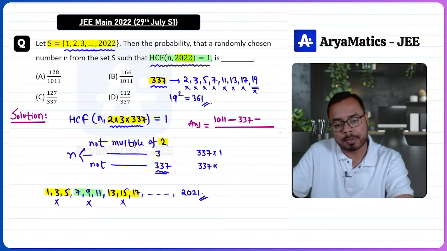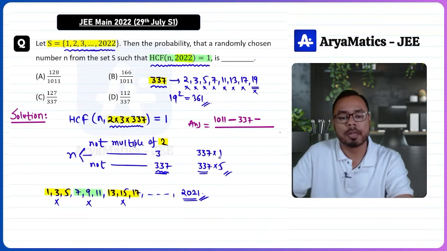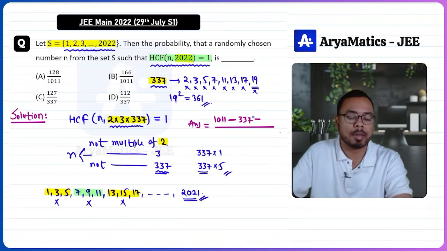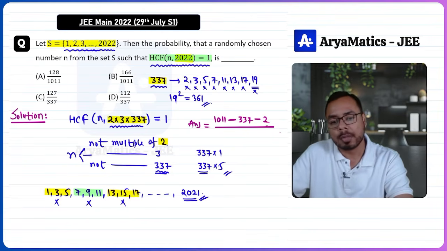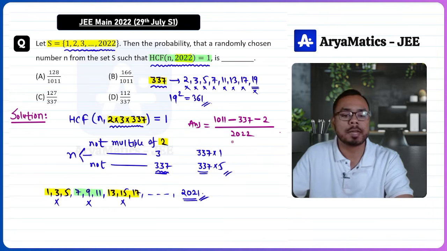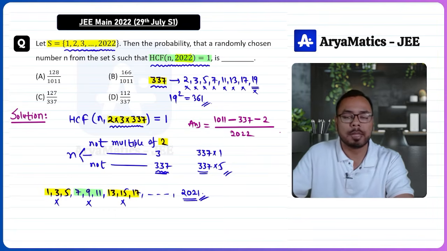So the next number is 337 into 5, and after that 337 into 7 will be bigger than this number. So these are the two multiples of 337 which are present in this series as odd numbers, and we have not removed them as multiples of 3, right? So another two multiples of 337, and this is divided by the total number of terms, 2022. So this should be the probability.